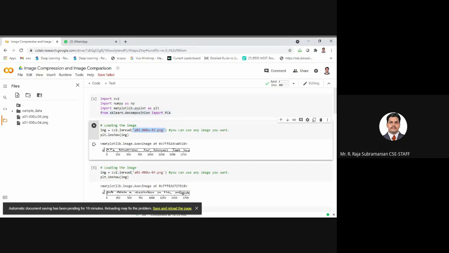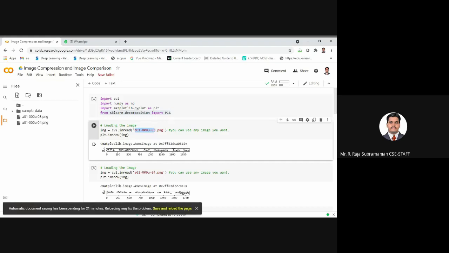I have read the image by using CV2. Hope you all know CV2, the OpenCV library. I have included the OpenCV package and read the particular image, say A01-00U-03. For those who are new and are working on IAM, I'll explain this. This 03 is the serial number of the author, 00U is a set of similar people, and A01 is the person who wrote it. If you take the entire thing, A01 hyphen 00U hyphen 03, this signifies the name of the author who wrote this particular document.